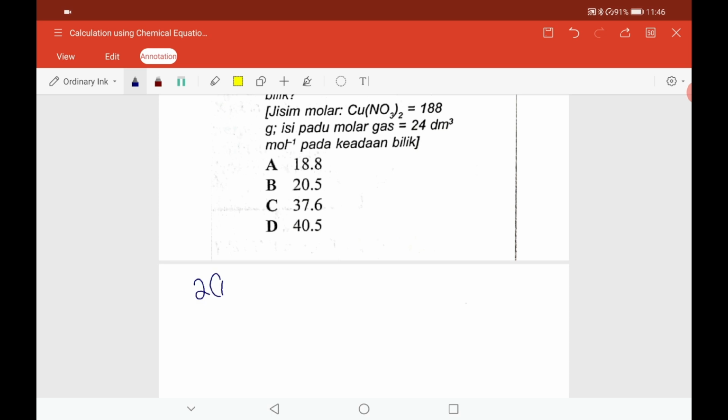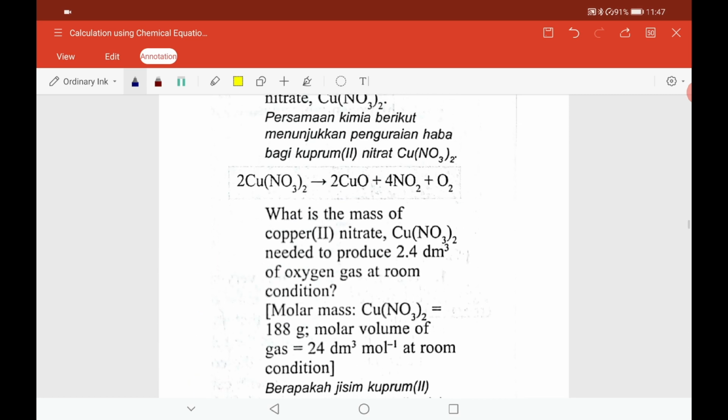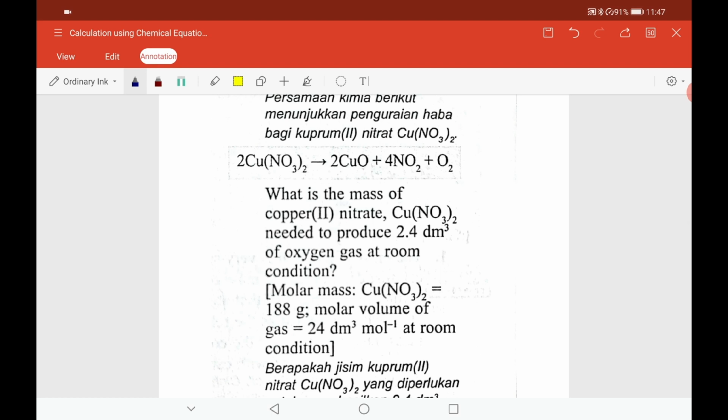So this is 2CuNO3 2. They get 2CuO, 4NO2, and O2. This is the chemical equation. After you have the chemical equation, step number 2 is you must identify, you must ask yourself what you have and what you want.